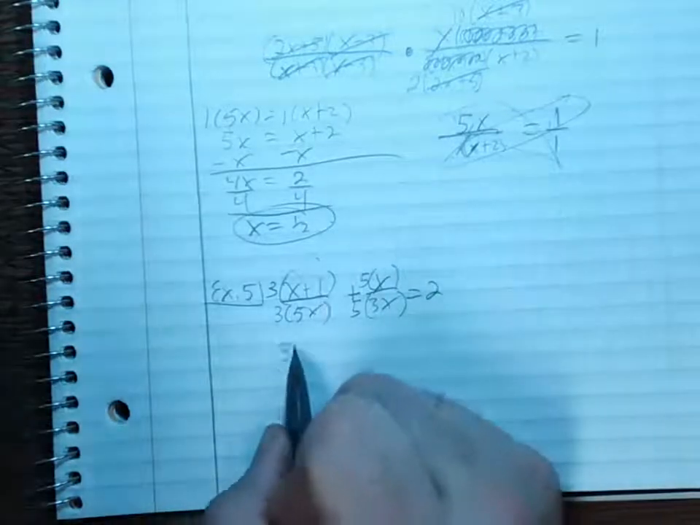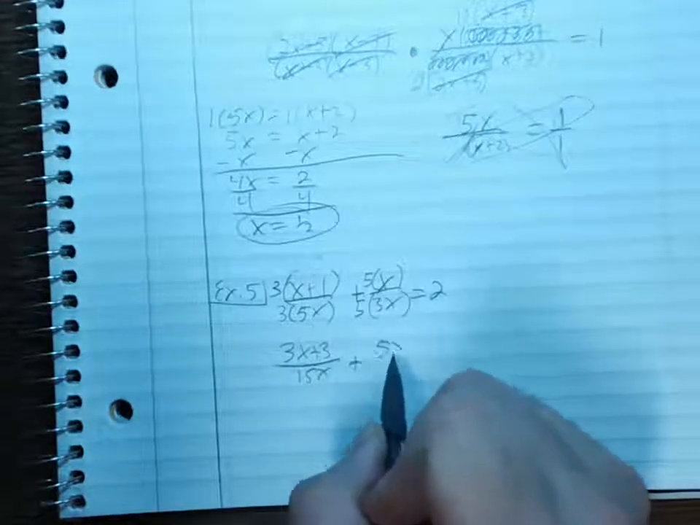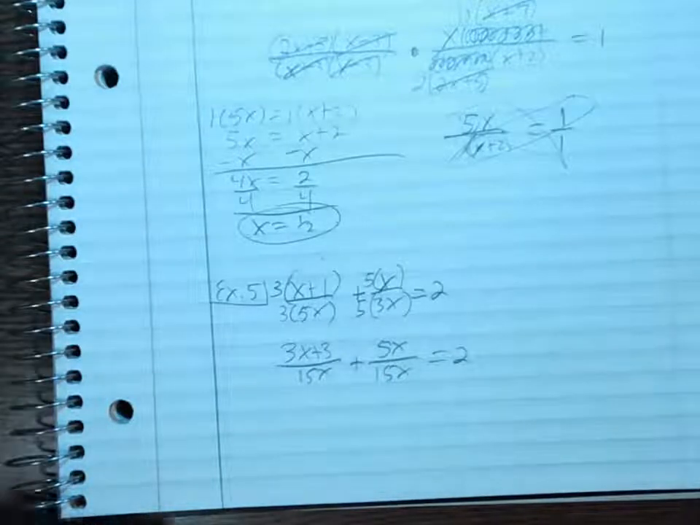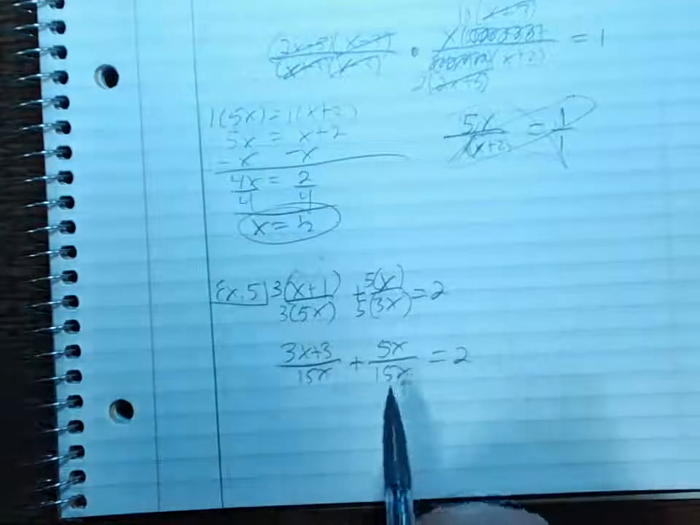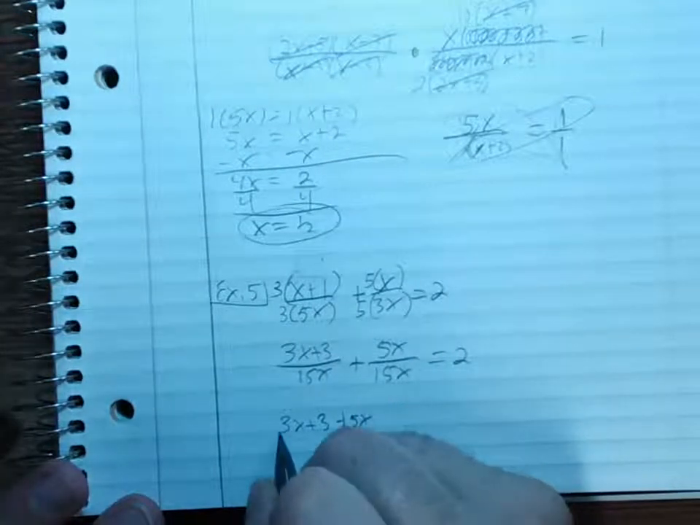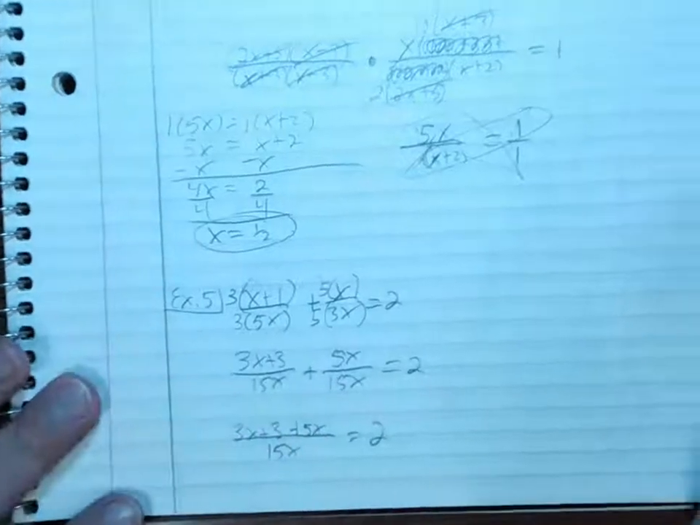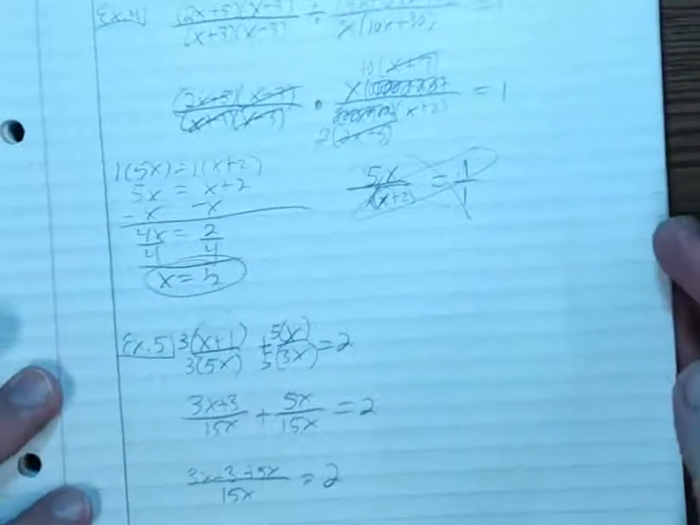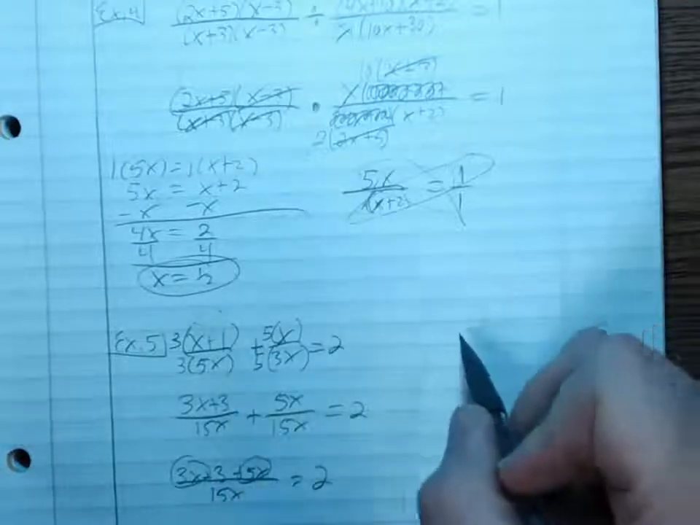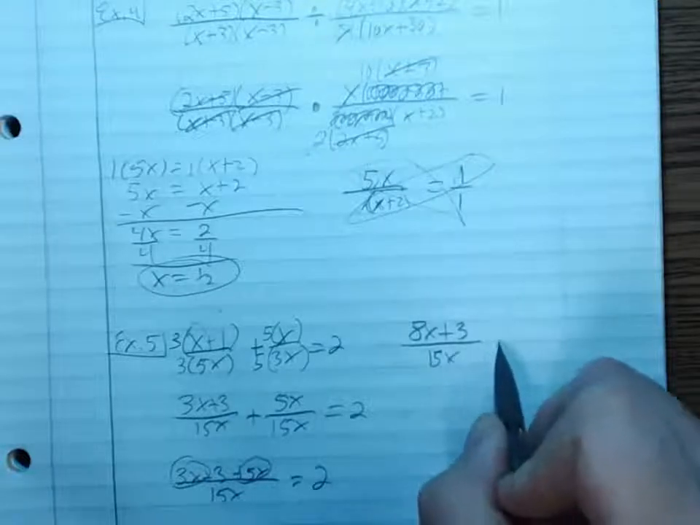When I distribute, I get 3x plus 3 over 15x plus 5x over 15x, and that's going to equal 2. And now that I have a common denominator, I can rewrite everything over one denominator. So 3x plus 3 plus 5x over 15x will equal 2. And I ran out of room, so I'm going to scoot over just a little bit. And then I can combine like terms in the numerator. So 3x and 5x is 8x plus 3 over 15x is going to equal 2.